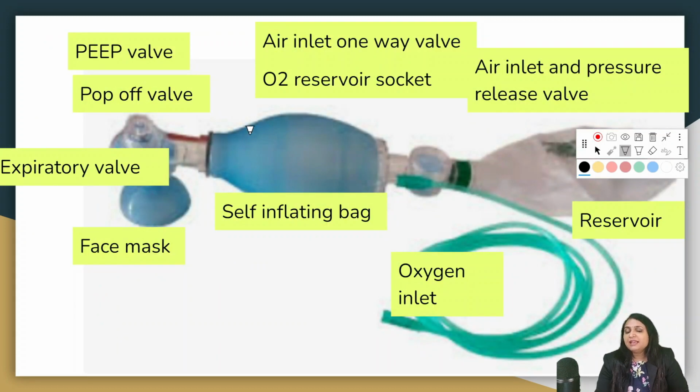This device has many parts. Many times it is used in an OSCE spot also. Here what you see is a face mask. This is the expiratory valve. This is the pop-up valve, and there is one more attachment over here for the PIP valve. This is the bag itself. This is the air inlet one-way valve. This is the air inlet pressure release valve. This is called the reservoir. Sometimes it is like this, and sometimes it is in the form of a corrugated tube also, and the other attachment over here is the oxygen inlet.